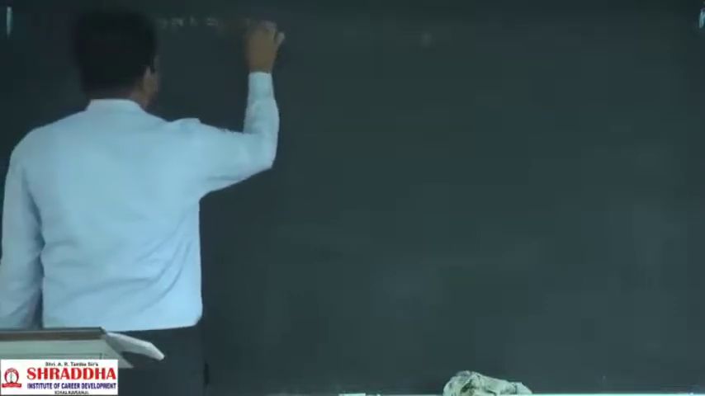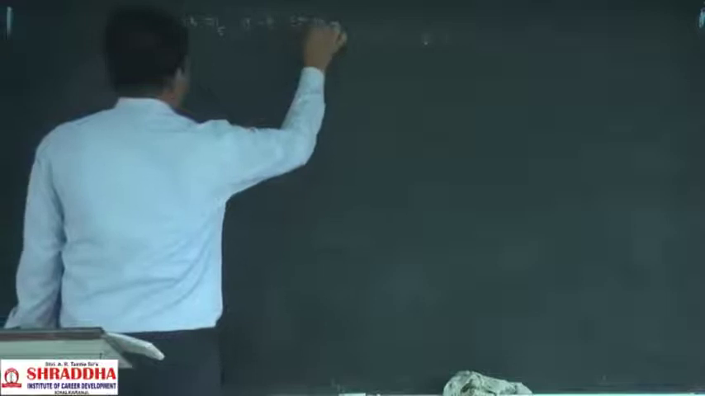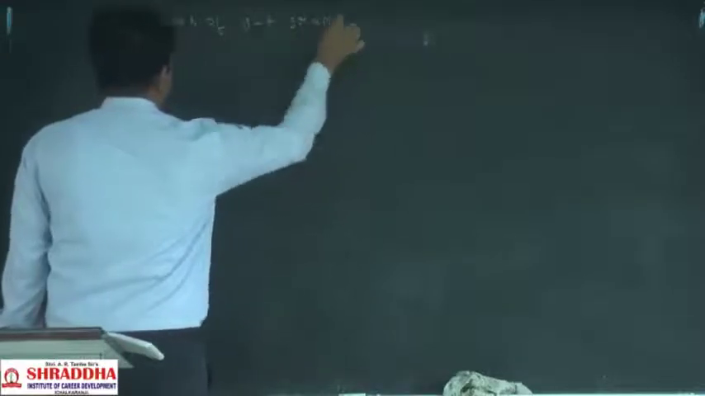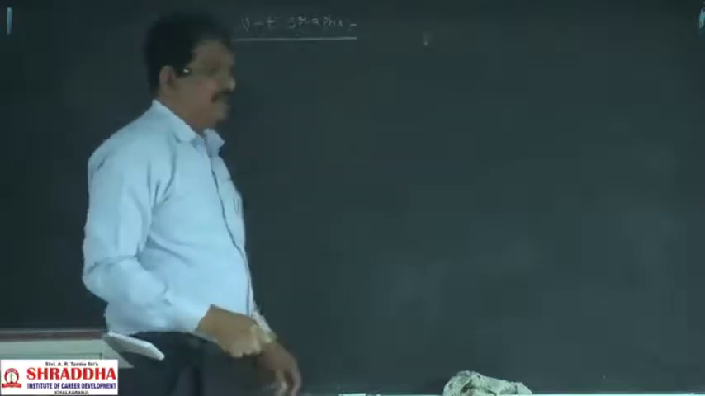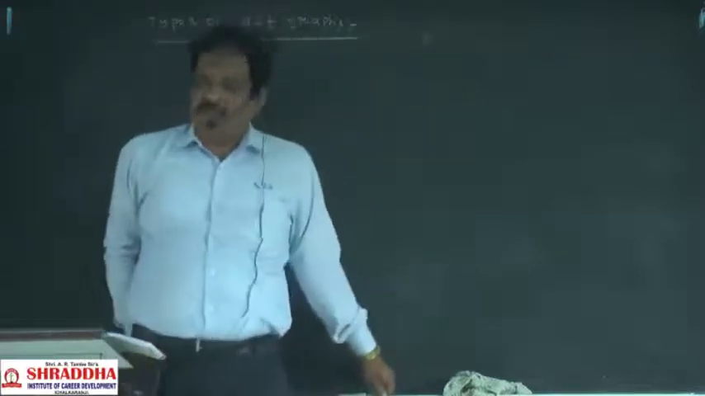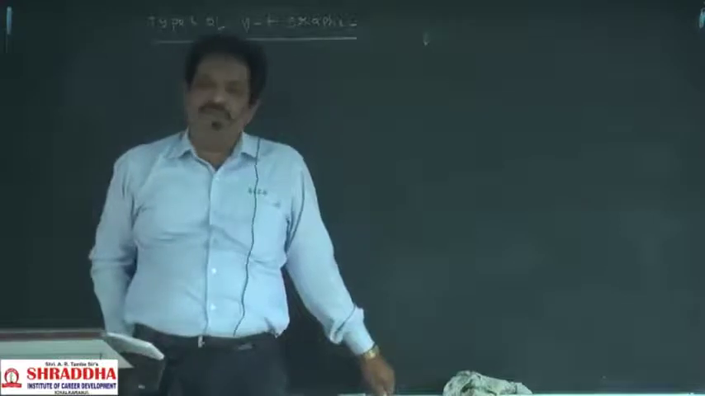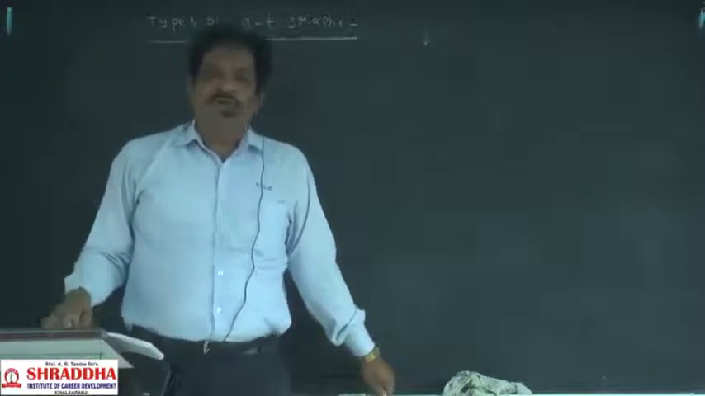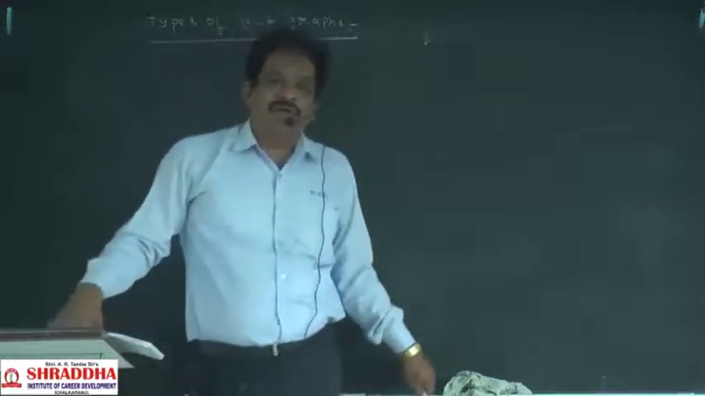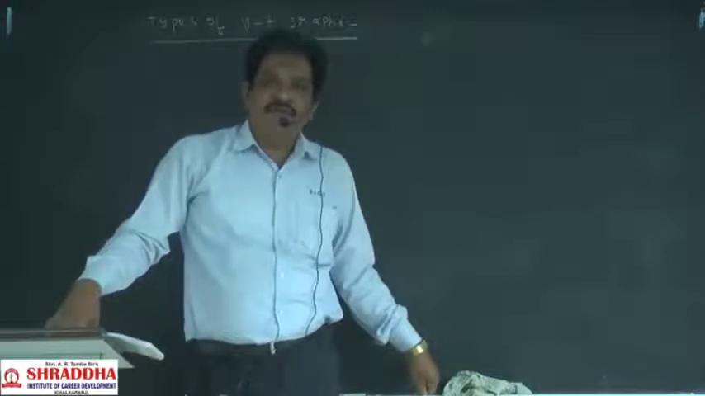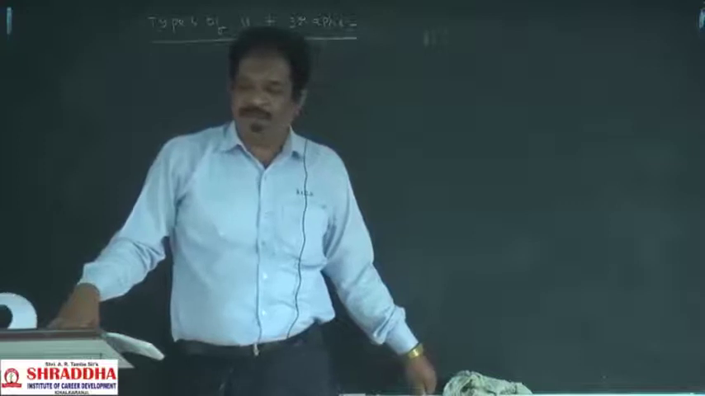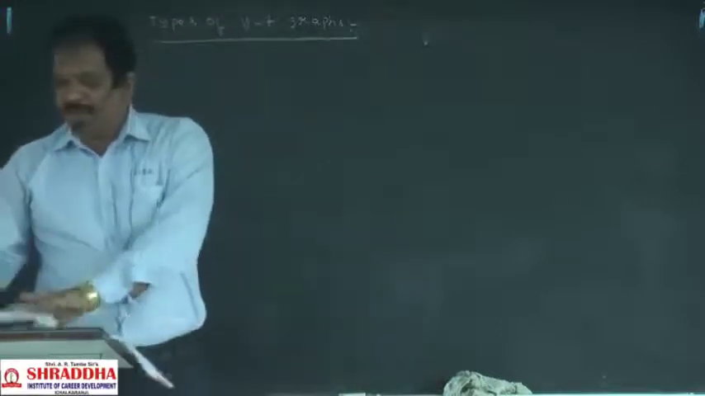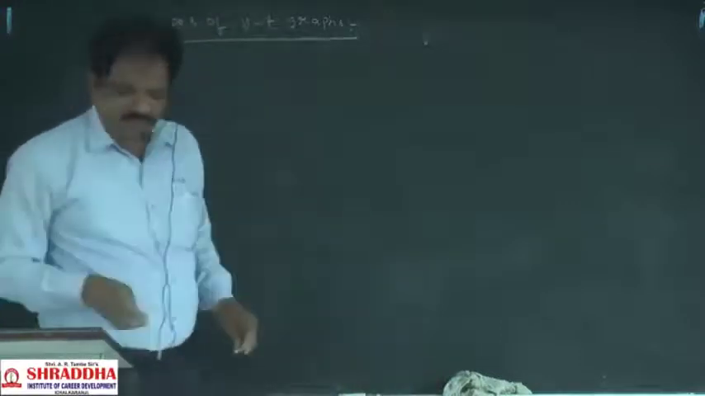Types of velocity time graphs. What they will ask: body is at rest, what is the velocity time graph? Body is moving with uniform velocity, what is the VT graph? Uniform acceleration, uniform retardation. Like that, different types of graphs will be there. We will discuss one by one.